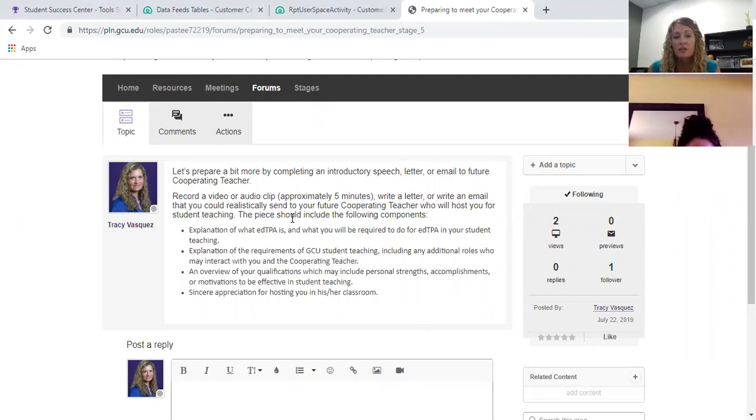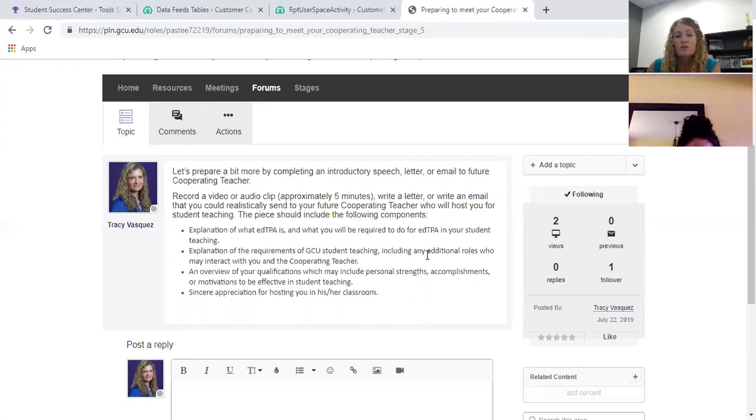You have to explain the requirements of GCU student teaching, and our requirement is for you to complete your EdTPA during student teaching. You will have a few other additional assignments, but the main component to your student teaching is going to be completing your EdTPA portfolio. We'll talk more about that in just a second.